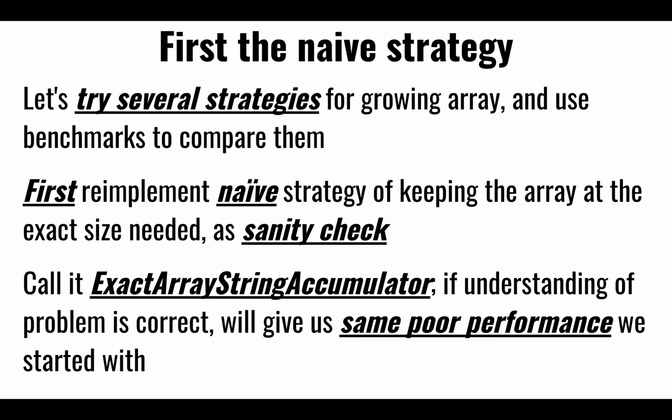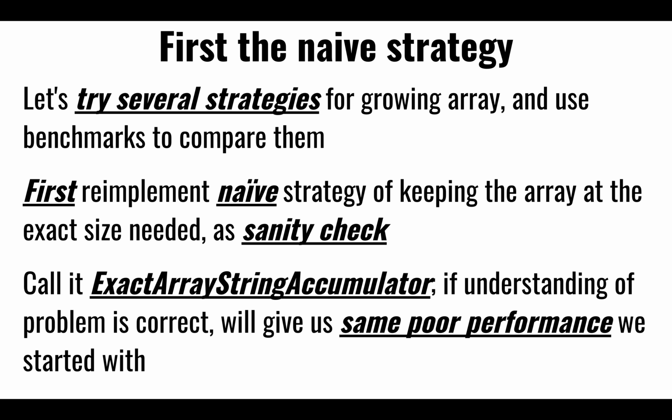First, we'll implement the naive strategy, the one that we know it's not going to perform. We know that underneath, when Java is concatenating, it's only ever asking for an additional character, so that it can add this additional character, by throwing away the old array and having to reinstantiate a brand new one that is only one character bigger and copies over the characters. So we'll implement that first. We know it's not going to be any better. We'll call it the ExactArrayStringAccumulator. So we'll instantiate only the exact amount that we need, and no more than that.